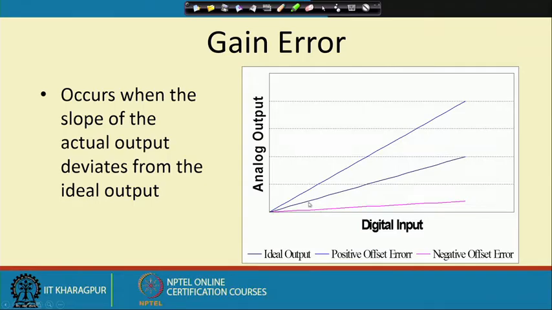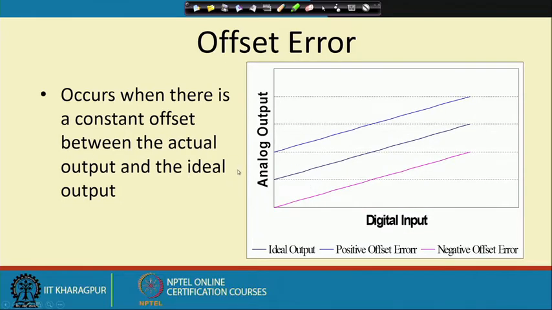both are linear, both are going straight lines, but they are deviating from the actual output, the ideal output. So, this is known as the gain error. Naturally, we would expect the gain error to be less. Then there is an offset error.